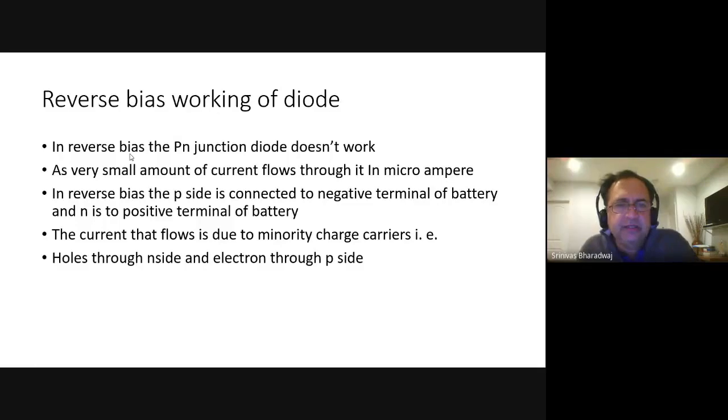In the reverse bias case, the P side is connected to the N side of the battery. And if you have AC current like we showed, then we are referring to this other side. So now the only current that's possible is through the holes, that is the minority charge carriers. So they produce a very little current.